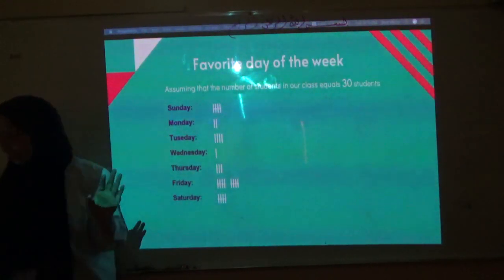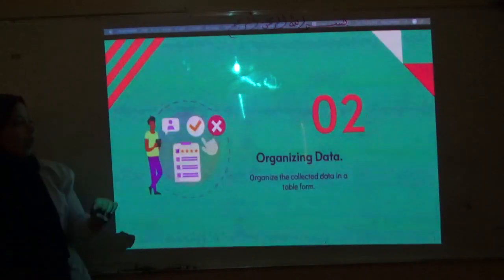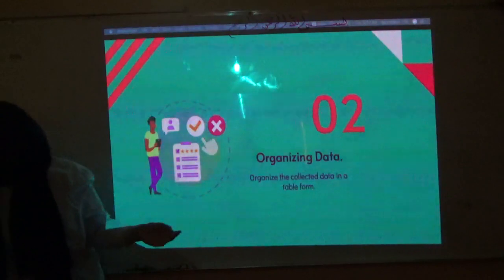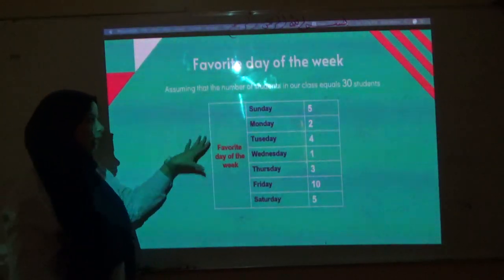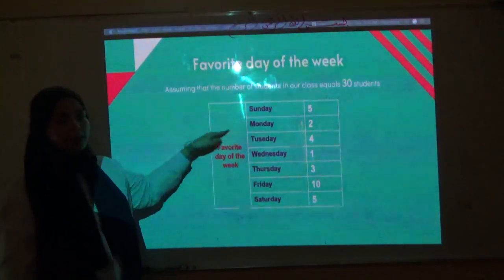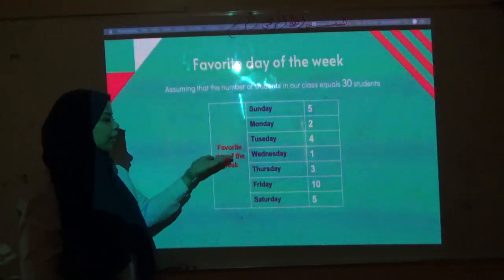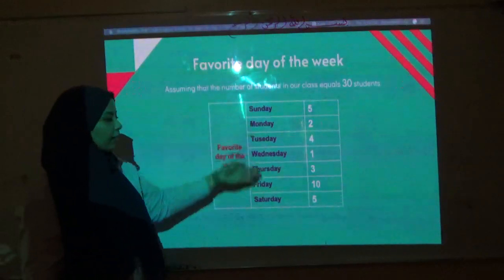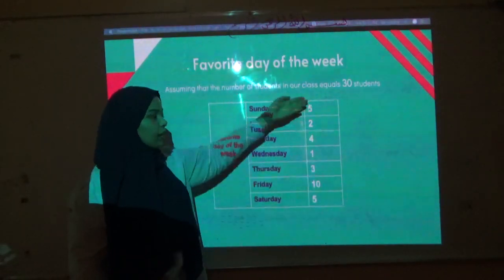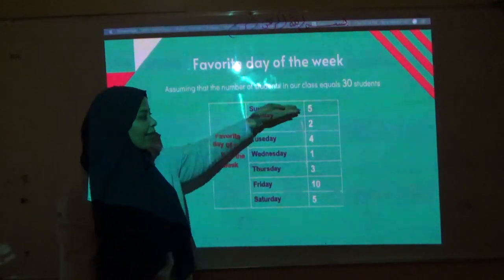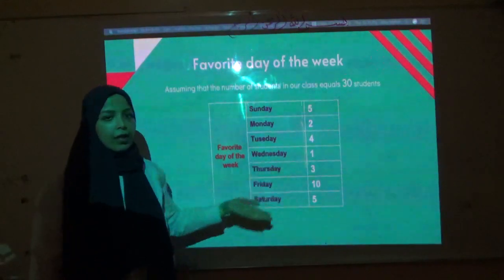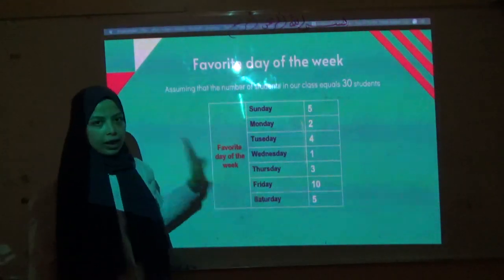Now, let's organize our data. So we need to organize them in a table form. Here is my table, again, assuming that my friends are 30. This is the title of my table, favorite day of the week. Here are the days of the week, and here are the tally counters and the number. So 5, 2, 4, 1, 3, 10, 5, which represent the number of students who like each day.